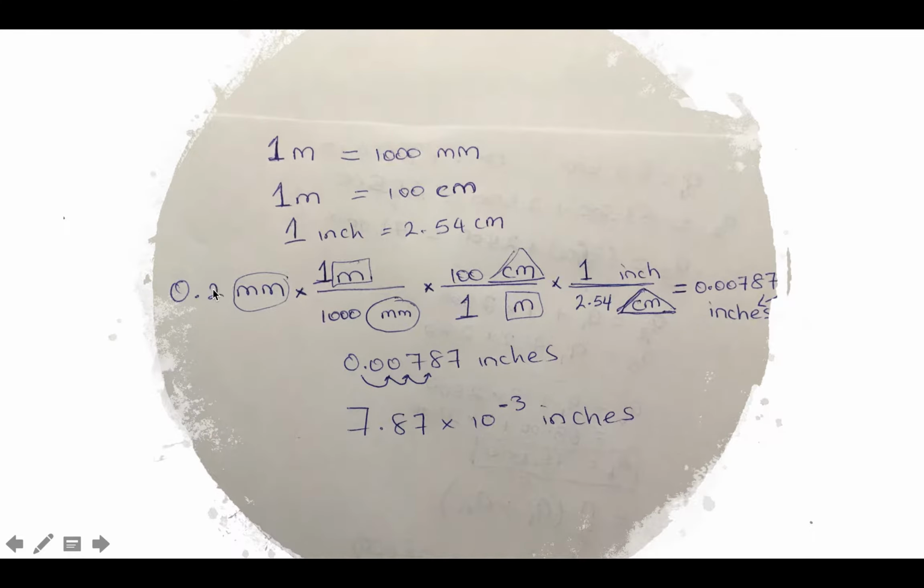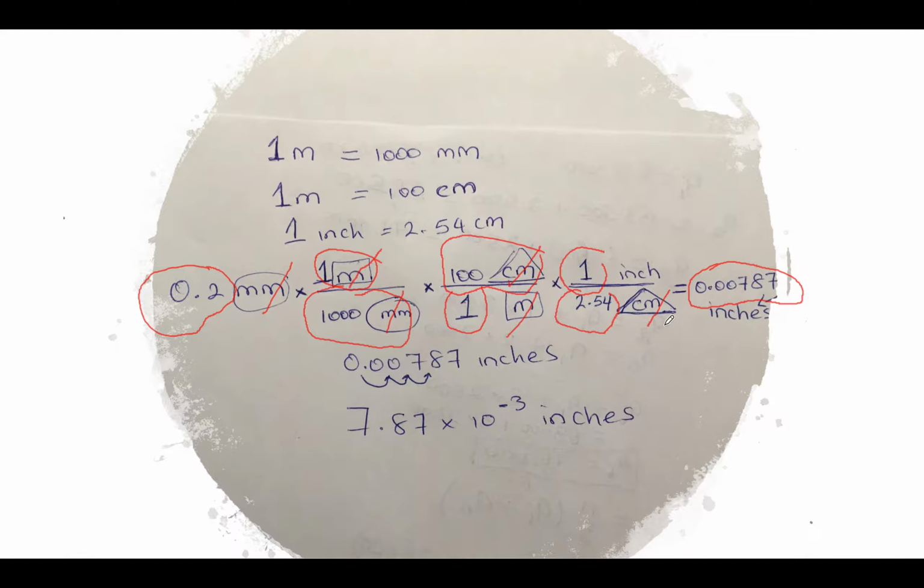Okay, so once you do that, the next thing is how do you plug this into a calculator? Well, it's fairly simple. You take the 0.2, multiply it by 1, and then divide it by 1,000. Whatever you get, multiply it by 100, then divide it by 1. Whatever you get, multiply it by 1, then divide it by 2.54. Again, the units cancel out. You're left with inches.